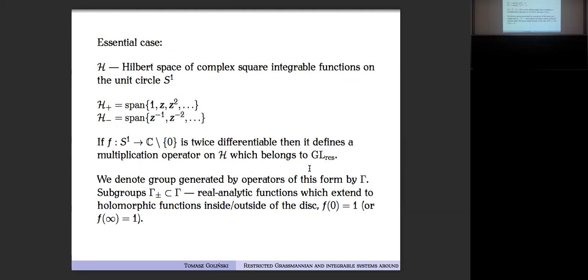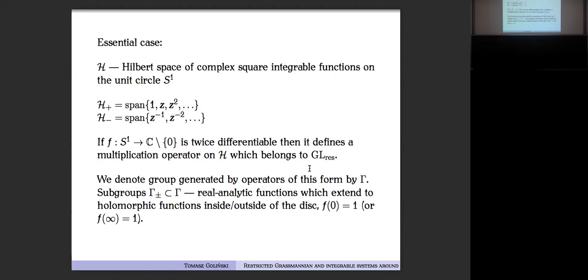So in order to get the KdV equation, one needs to have a more concrete realization of all this business. So one needs a concrete Hilbert space. One usually takes the complex square integrable functions on a unit circle, and there is a natural polarization. You take the functions that can be extended holomorphically into the inside of the disk or into the outside of the disk. So in an easier way, they are spanned by positive and negative powers of z.